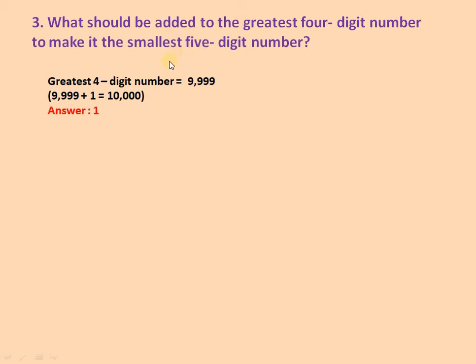To make it a 5-digit number, 9999 plus 1 will give you 10,000. 1, 2, 3, 4, 5. Now it has become a 5-digit number. The answer is 1. You will add only one number.